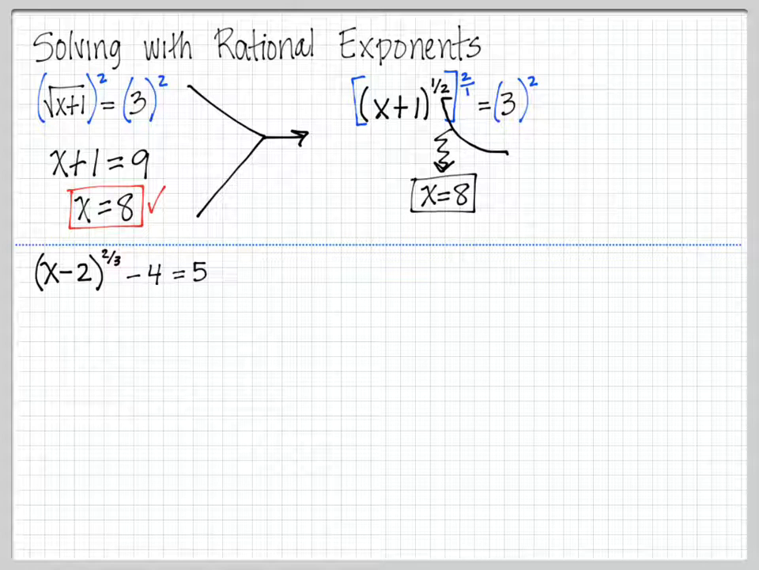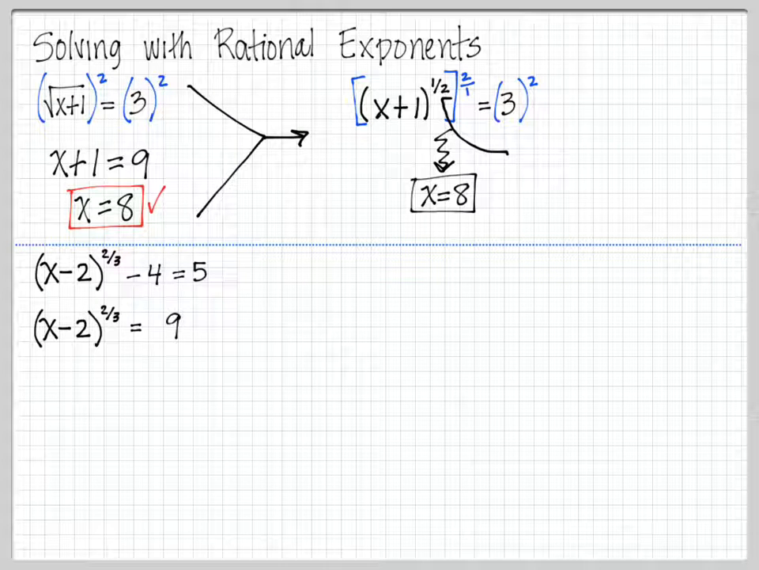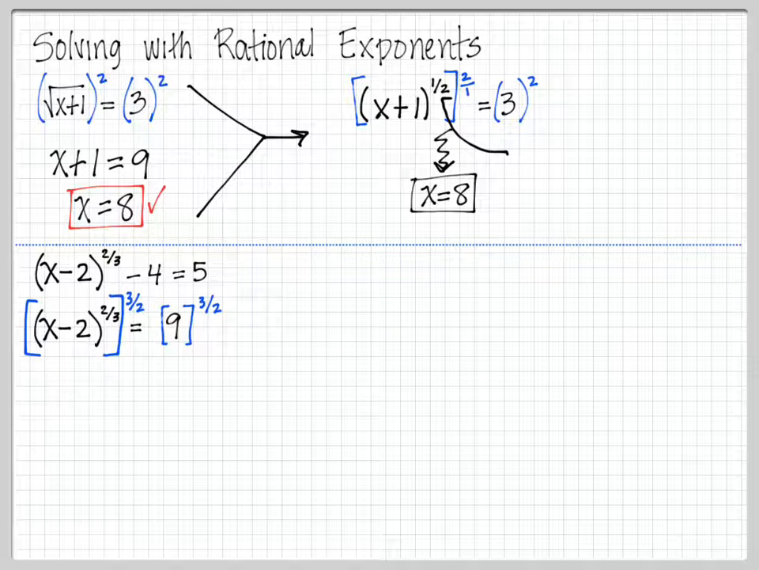So here's another example. And here I've got this expression that has a rational exponent. Well, similar to radicals, I need to isolate this term. So I need to get rid of the negative 4, so I'm going to add 4 to both sides. And so now I have isolated this rational exponent term.